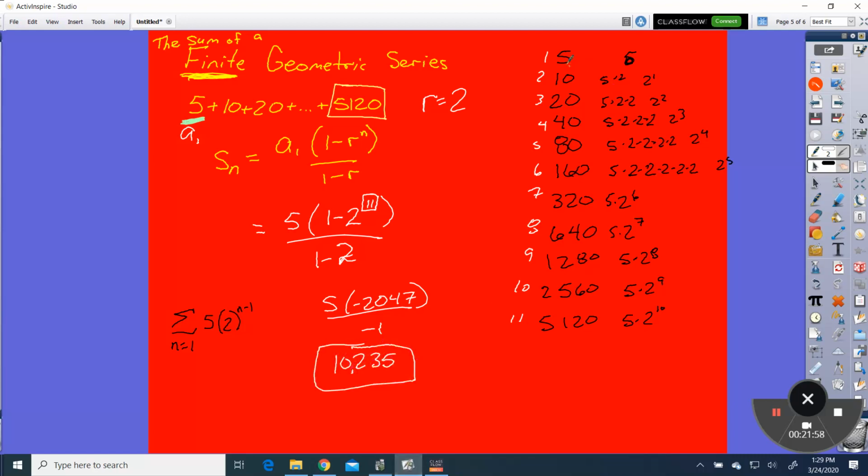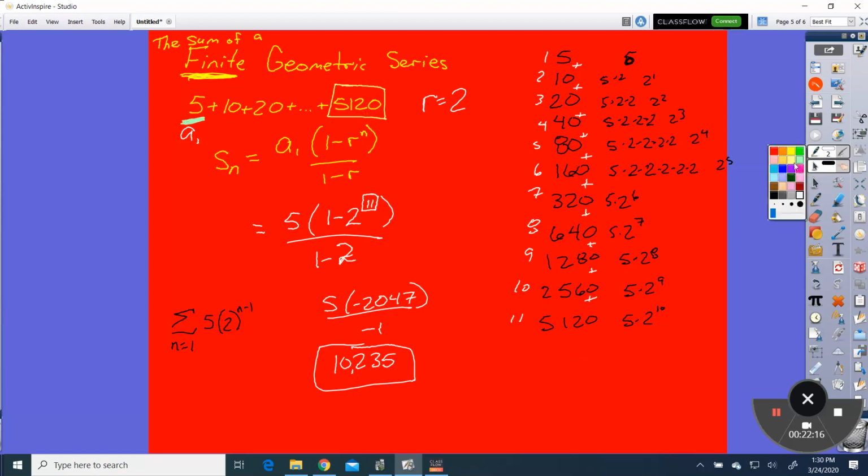And you could have just added these all together, 5 plus 10 plus 20 plus 40 plus 80. So you could have just added these all together, and it would give you the same answer as this. Okay, there is another way to calculate what this r value is. Realize 5,120 is my last term.